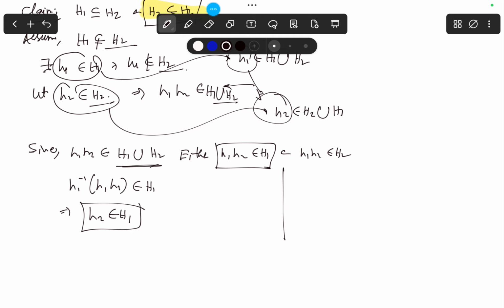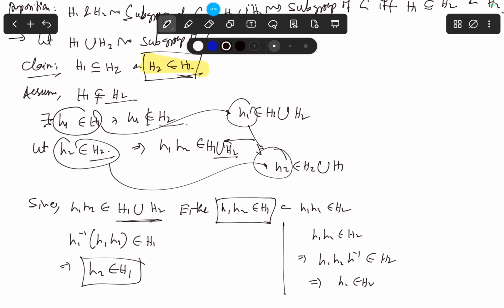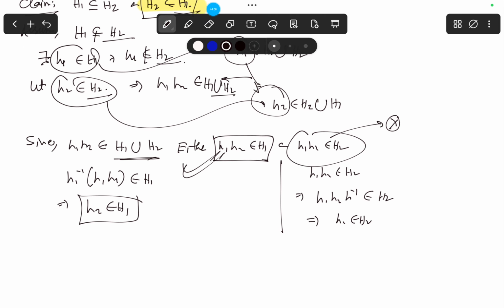Now if we have h1 h2 in capital H2, this will imply that h1 h2 times h2 inverse has to be in capital H2, which will imply that h1 is in capital H2. But we have already assumed that h1 is not inside capital H2. So this case will not be possible, right? That means only this particular case is possible, that is h1 h2 has to be in capital H1. Now since it is in capital H1, that immediately implies that h2 is in capital H1. So we have H2 embedded in H1.